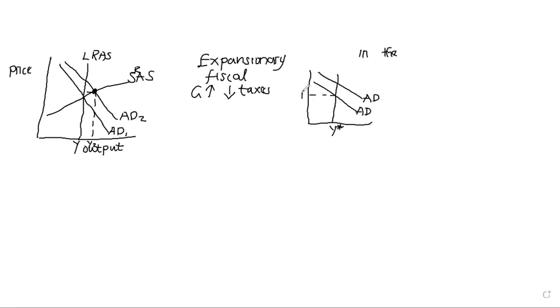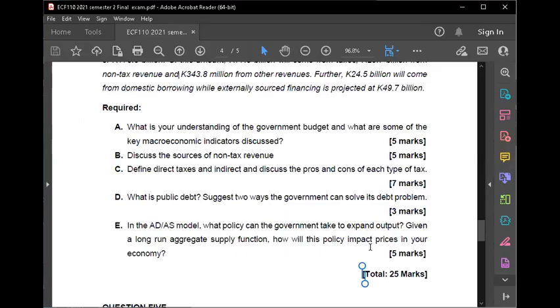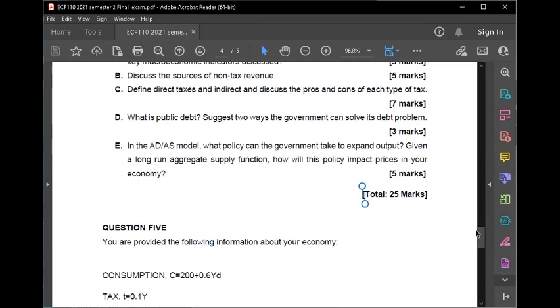So prices were at this point, P1. Now we're going to find ourselves at this point, P2. So as you are carrying out this expansionary fiscal policy, prices will continually be doing what? Increasing. That is all. So the policy will increase prices in the long run. And you would have drawn that.